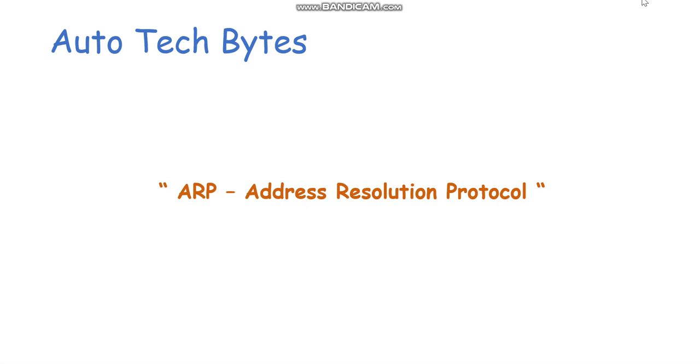Today's topic of discussion is ARP. What does ARP mean? It is Address Resolution Protocol. So we will see today what ARP means, where it is used, and how it is communicated over the network.